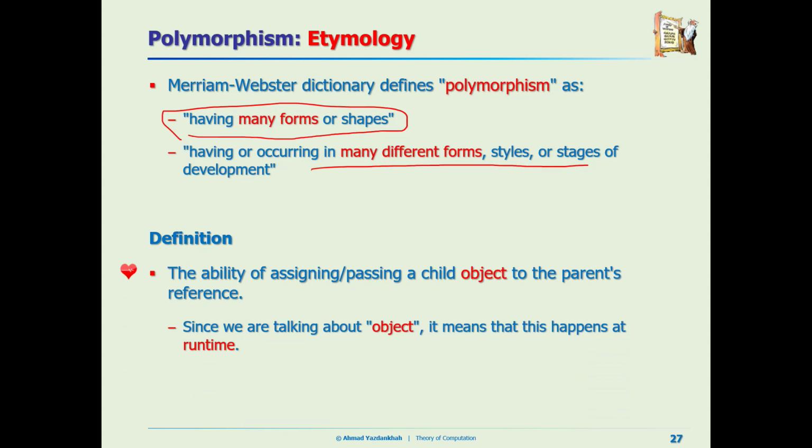So, the ability of assigning or passing a child object to the parent's reference. Yeah, you remember that? We wrote the method based on the animal interface, and then at runtime, we passed the child object, the cat or dog, right? So in our examples, we use passing parameters, right? But this is the same thing for assignment statements as well.